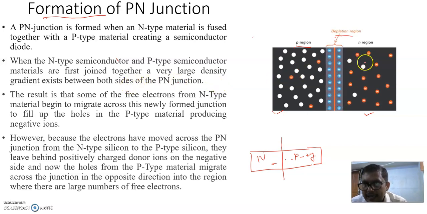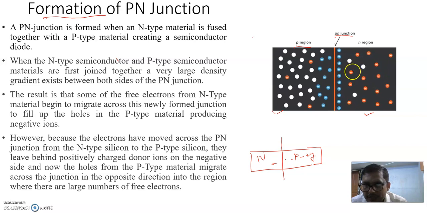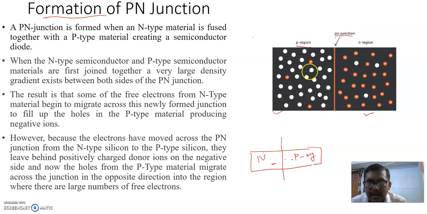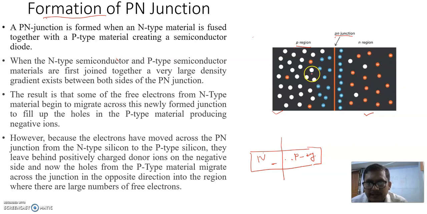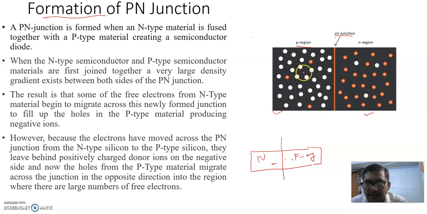As we know, in N type semiconductor there are electrons and positive donor ions, and electrons are the majority charge carriers. Similarly, in P type semiconductor there are holes and negative acceptor ions, and holes are the majority charge carriers. So in N type semiconductor the concentration of electrons is high, and in P type semiconductor the concentration of holes is high.